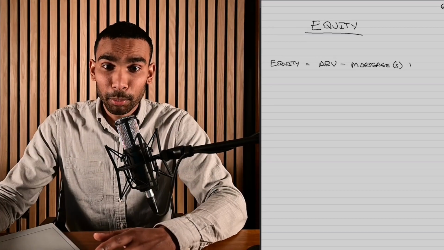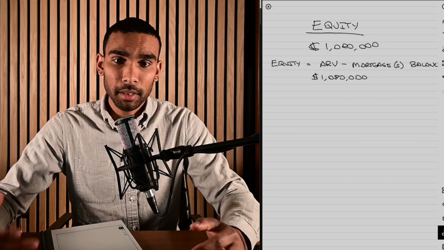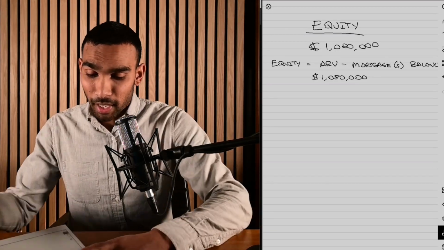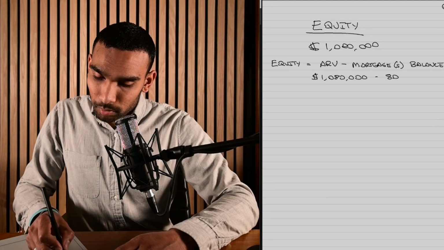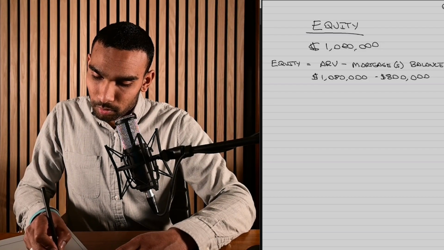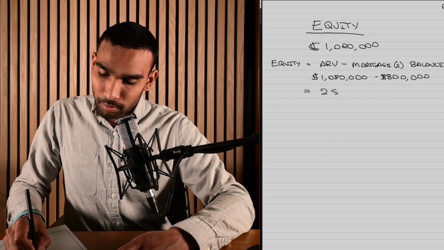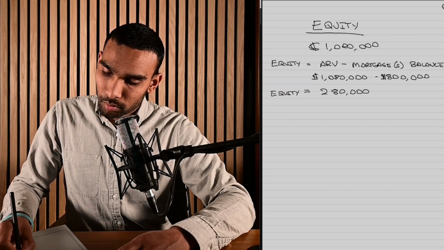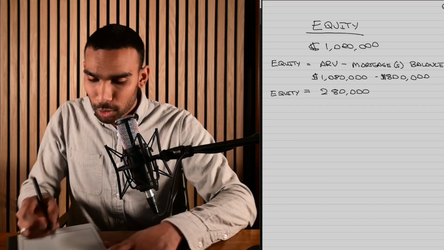So going back to the property that we just bought, our $1 million property, ARV is $1,080,000. Now let's say we didn't pay off any principal on this. We're going to say that our loan balance on this property is about $800,000. So our equity equals $280,000. As you can see, this does take into consideration any down payment that you would have initially made on the property.